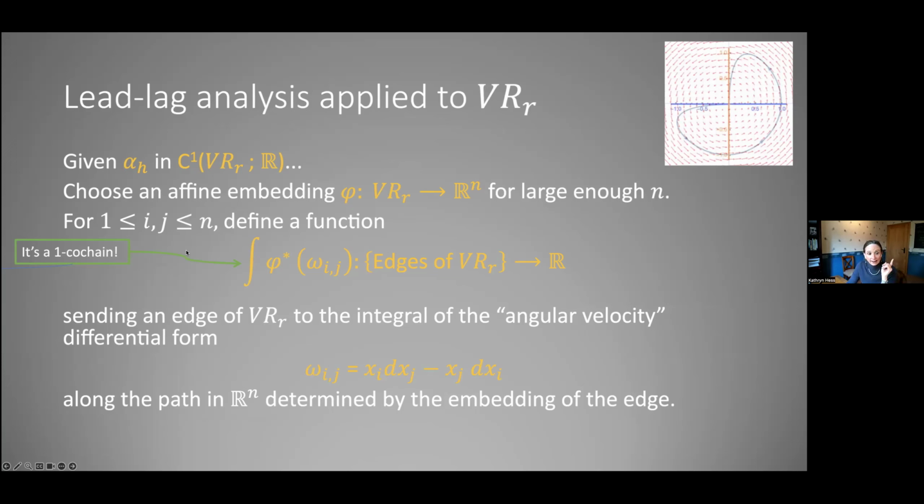Now remember that I have chosen an inner product on the vector space of all one cochains. And I'm going to use now that inner product in order to think about leading and lagging.